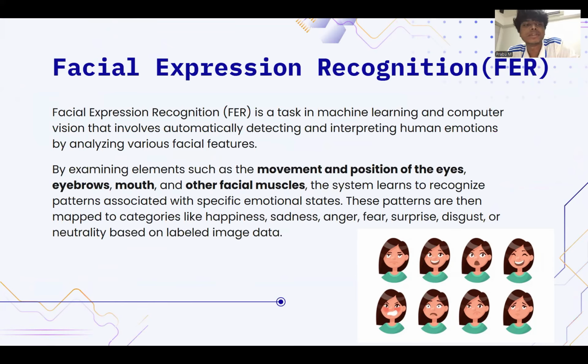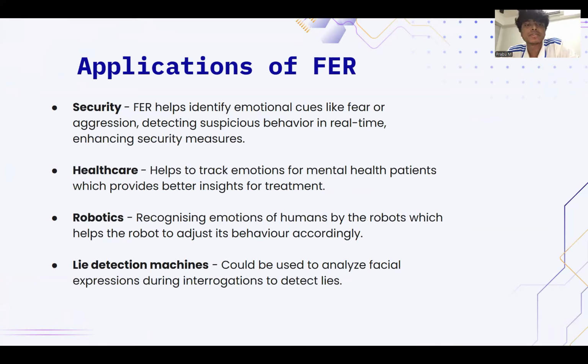Next. So the applications are security, which helps to identify suspicious behaviors, healthcare, which helps to track emotions for mental health patients, robotics, recognizing emotions of humans by robots, which helps the robot to adjust its behaviors accordingly. Lie detection machines can be used by police or law enforcement officers during interrogations.